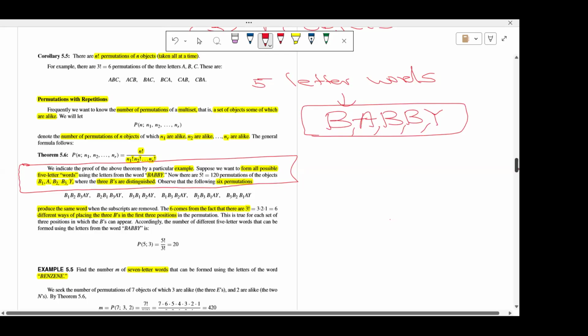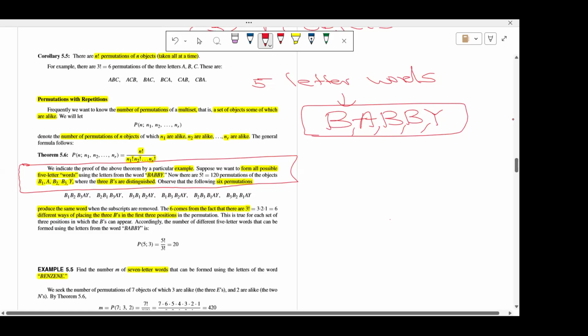How many letter words do you want to create? 5 letter words, right? For that purpose, you are using these letters, B-A-B-B-Y. These are the letters you need to use, right? By utilizing these 5 letters, you need to create 5 letter words. How many 5 letter words are we creating?